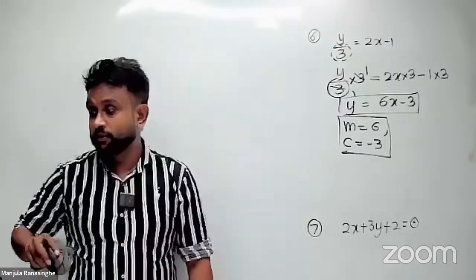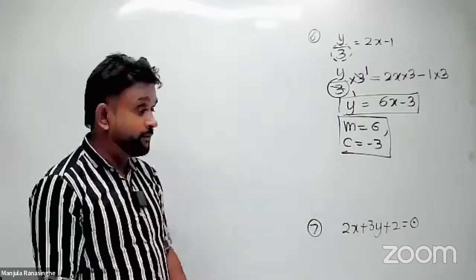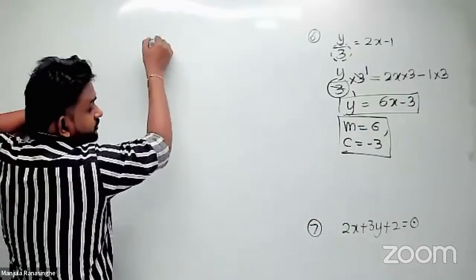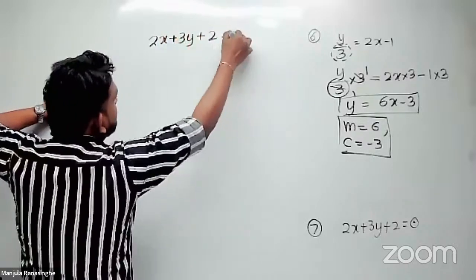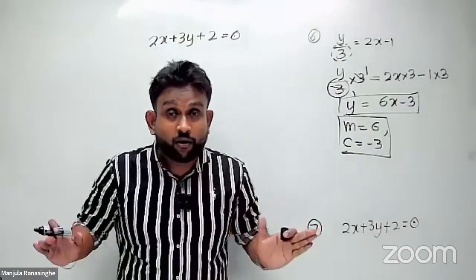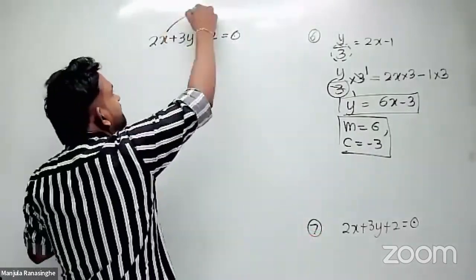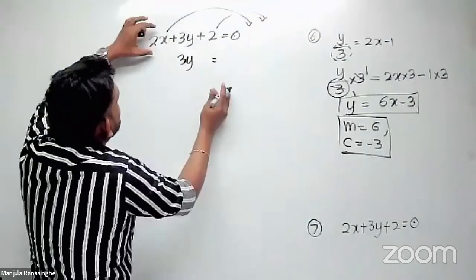So now we are moving to the last question. There are 2x plus 3y plus 2 equals 0. Now here all the terms are on the one side, but you need to make y the subject. How? Bring all the other terms to the other side. Here these two pass to the other side. Then 3y there. Pass this 2x.